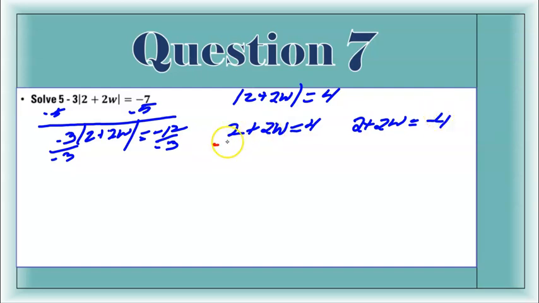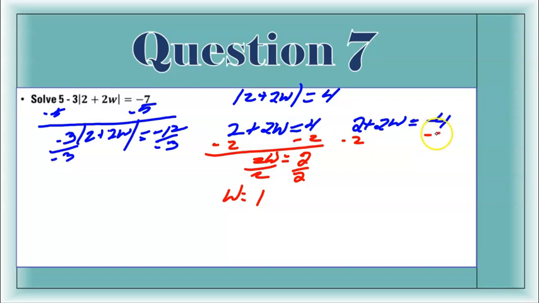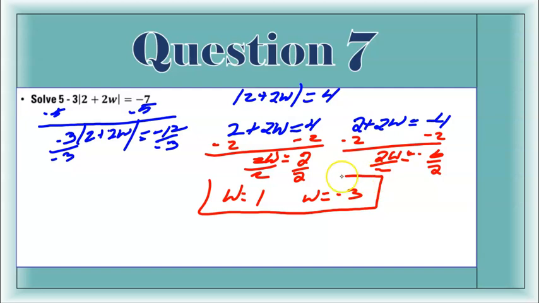And then simplify this, so I'm going to subtract 2 on both sides. And I get 2w equals 2. Divide everything by 2. W is going to equal a positive 1. This one we're doing the same thing, subtract 2, and I get 2w equals a negative 6. Divide by 2, w is going to equal a negative 3.